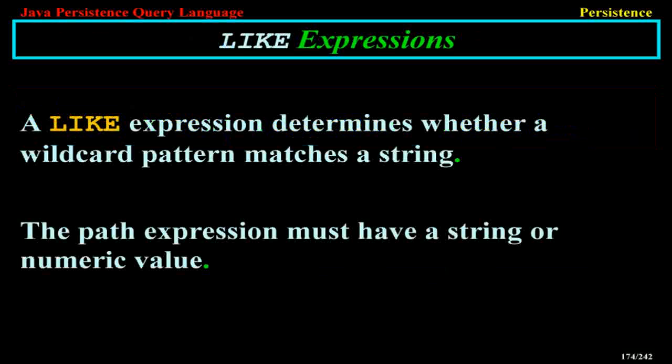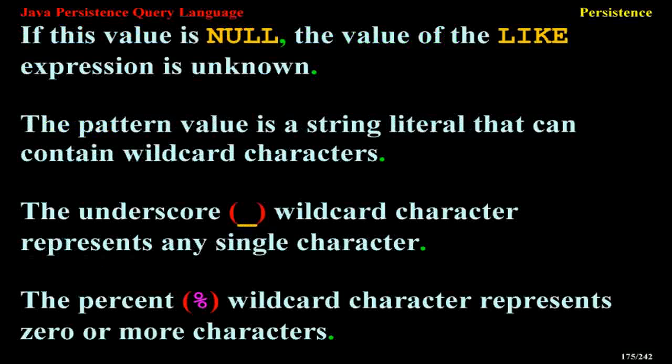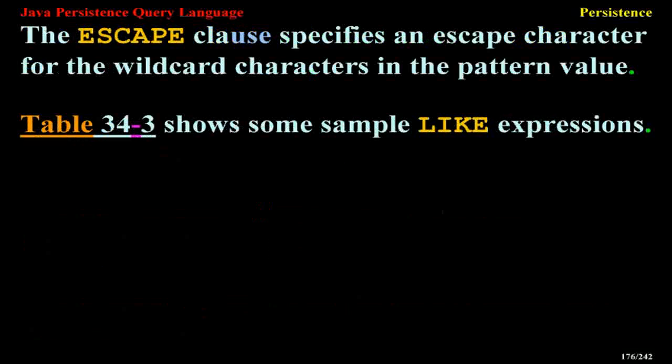Like expressions. A like expression determines whether a wildcard pattern matches a string. The path expression must have a string or numeric value. If this value is null, the value of the like expression is unknown. The pattern value is a string literal that can contain wildcard characters. The underscore wildcard character represents any single character. The percent wildcard character represents 0 or more characters. The escape clause specifies an escape character for the wildcard characters in the pattern value.